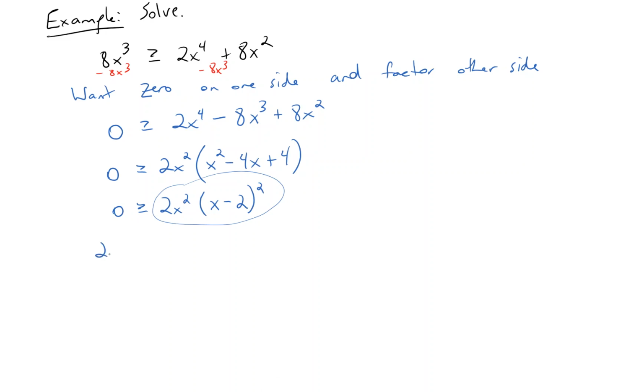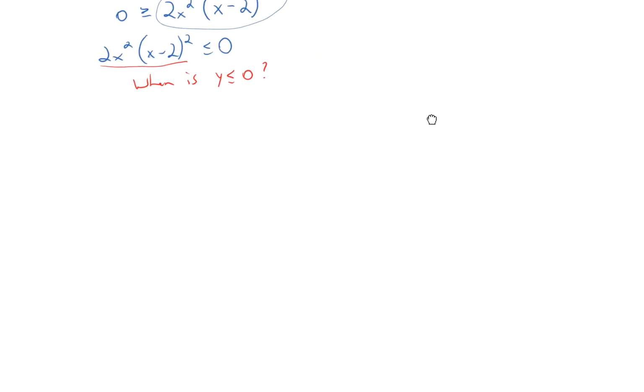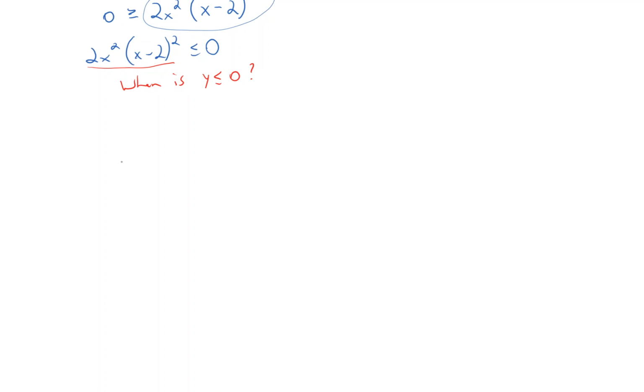Okay? So now we're trying to figure out when this guy is less than or equal to 0. So in other words, if I rewrite it, it'd be 2x squared times x minus 2 squared is less than or equal to 0. So we're trying to figure out when is, and we'll call this guy y, less than or equal to 0. What x values make that happen. So now it's just like the previous example. We set up our number line chart, cut it at the zeros, which are 0 and positive 2.